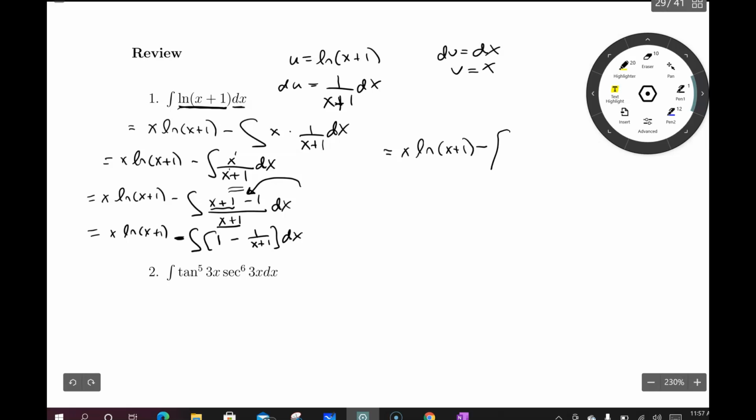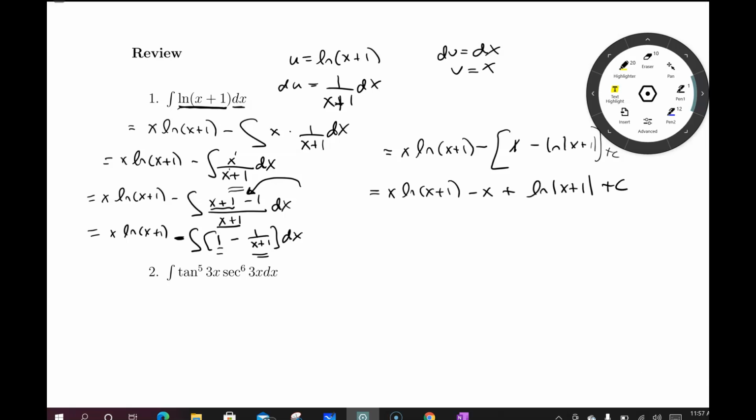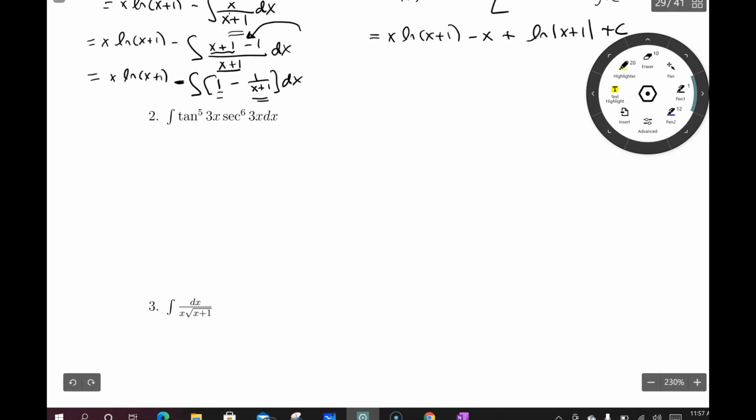So then subtract, take the antiderivative of 1, which is x. Take the antiderivative of this, which is going to be ln of x plus 1 plus a c. And just because that big thing's in the way, I'm just going to rewrite it. So I get minus x plus ln of x plus 1. Need absolute value bars around that, right? Plus c.